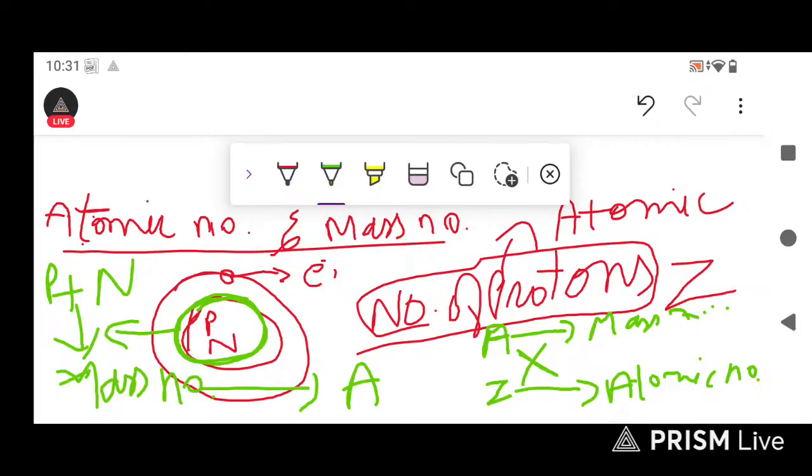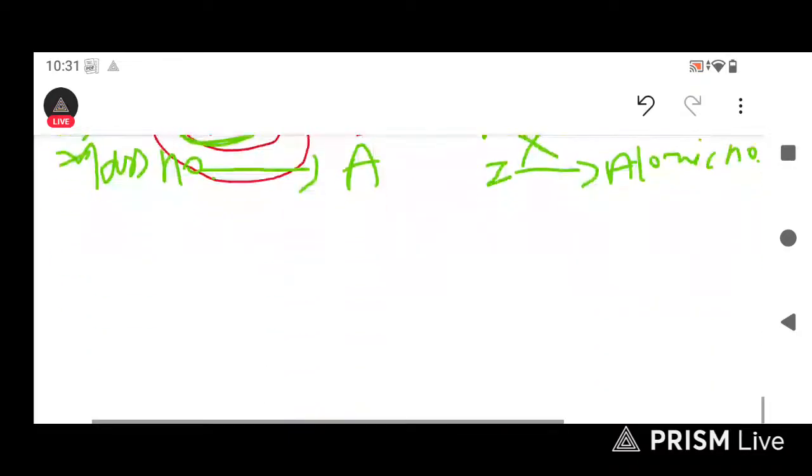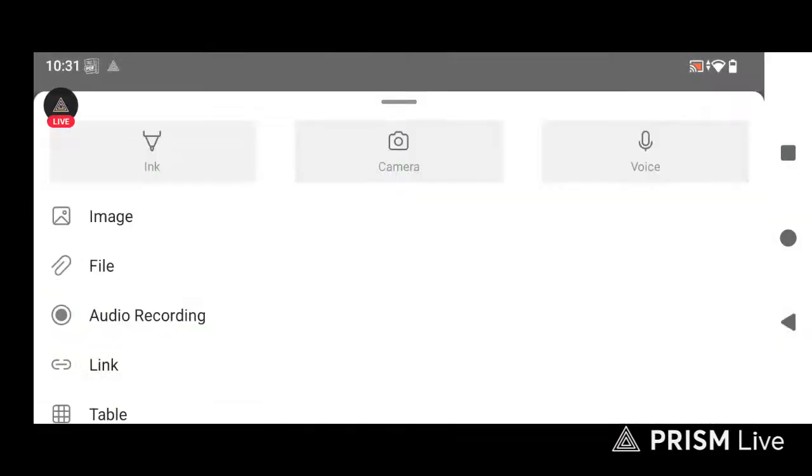Okay, so I think this concept is clear to you. If you still have any questions, I may answer them. It's very easy, not very difficult to understand. Now let's move towards the examples of how we can find out the number of protons and number of neutrons. So here we go.